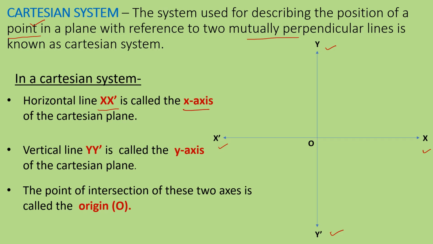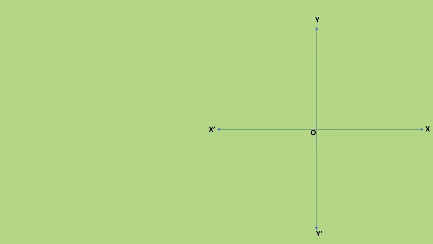And the point of intersection of these two axes is called the origin. So you can see this point, the point of intersection of these two perpendicular lines, is known as the origin. Now you can see this is our Cartesian system. Here X dash is the x-axis, Y dash is the vertical line, the y-axis, and O is the point of intersection.